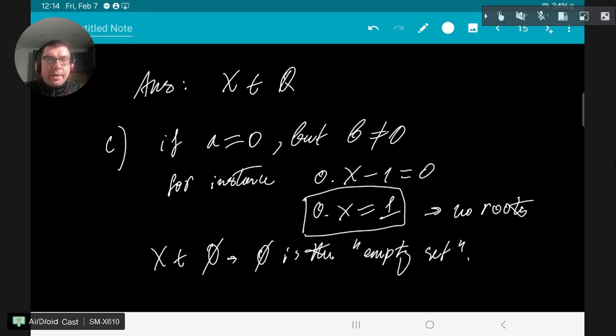All right, and these are my three possible cases. If a is different from 0, 1 root. If a and b are both 0, infinitely many roots. If a equals 0 and b is different from 0, no roots to this equation. Okay? Well, that's basically it. Let's jump into some examples.